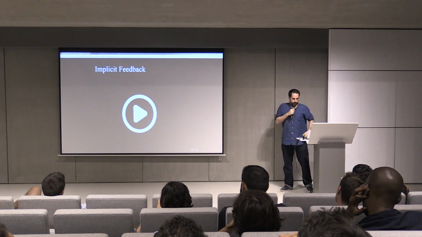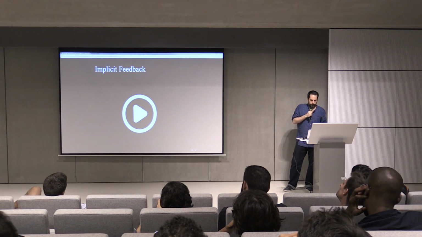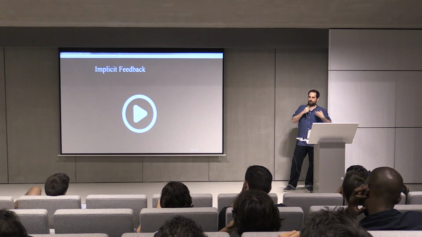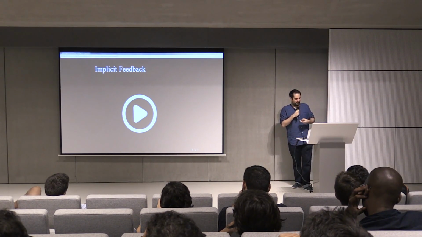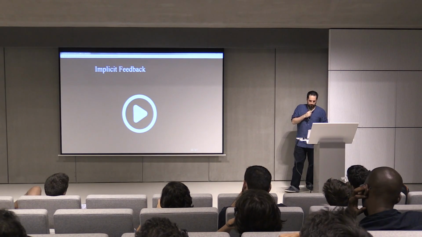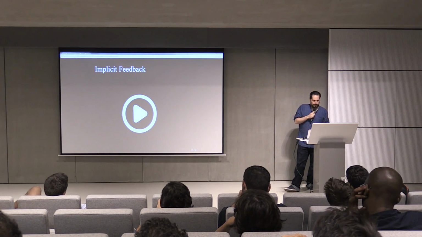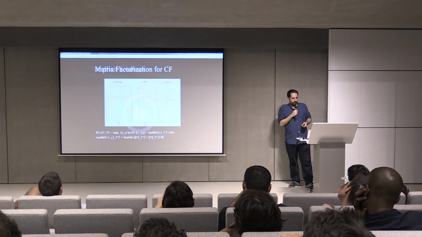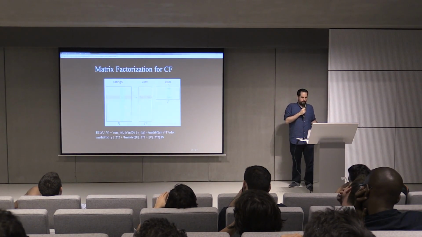This is much easier to collect, and you don't put any cognitive load on the user. It's not annoying to ask for this kind of click, because by just using the application, you can collect them. So the traditional way to do collaborative filtering is to do matrix factorization.